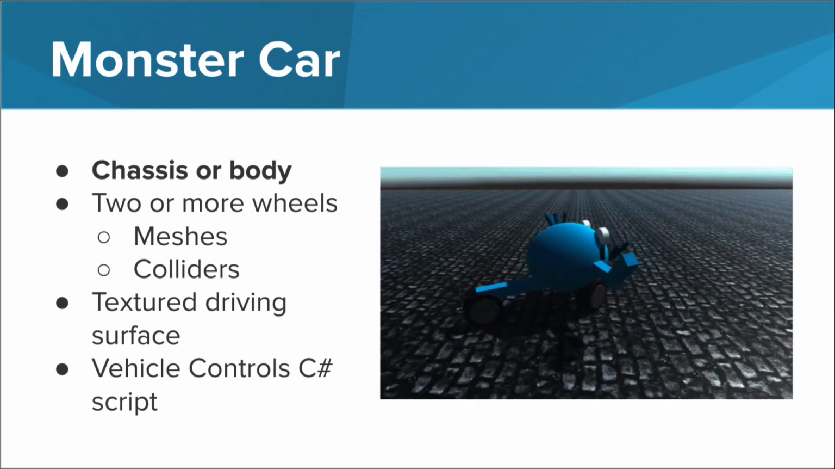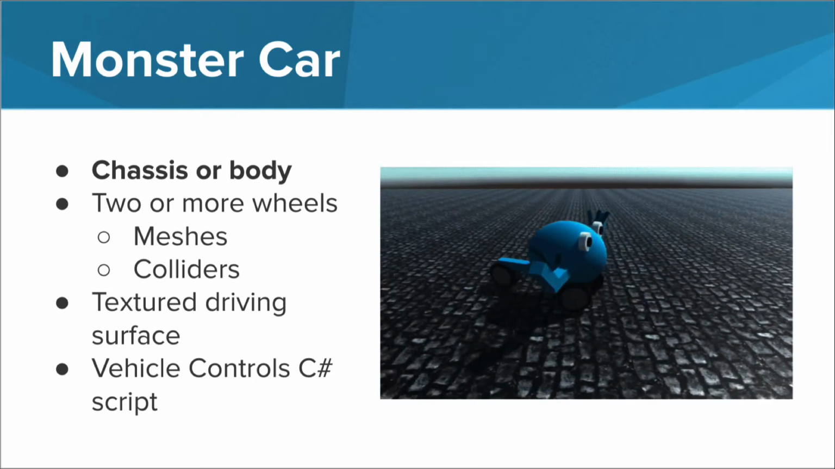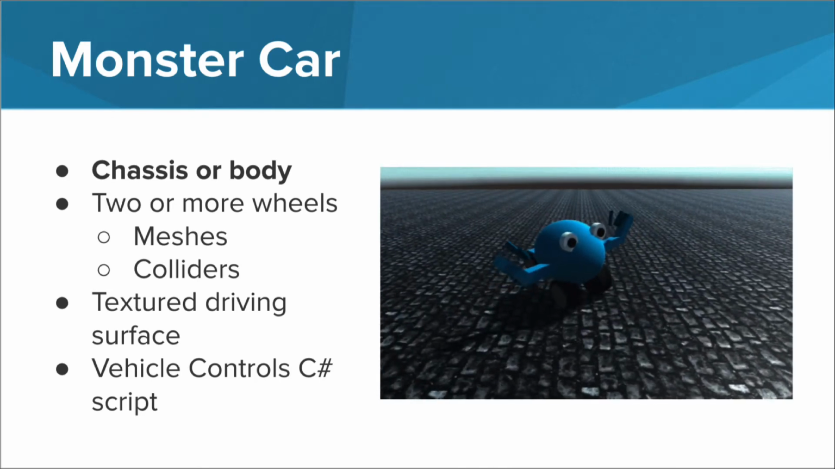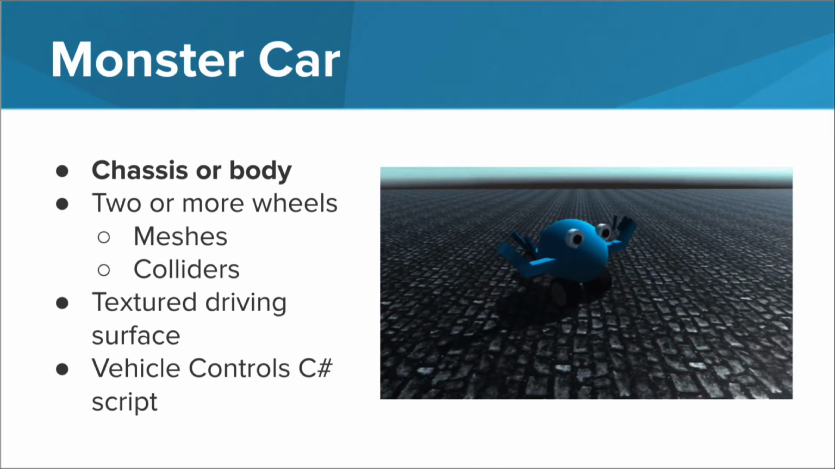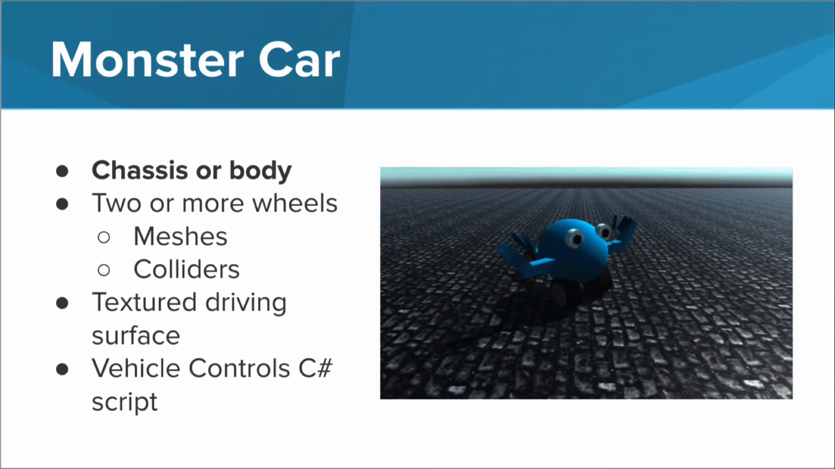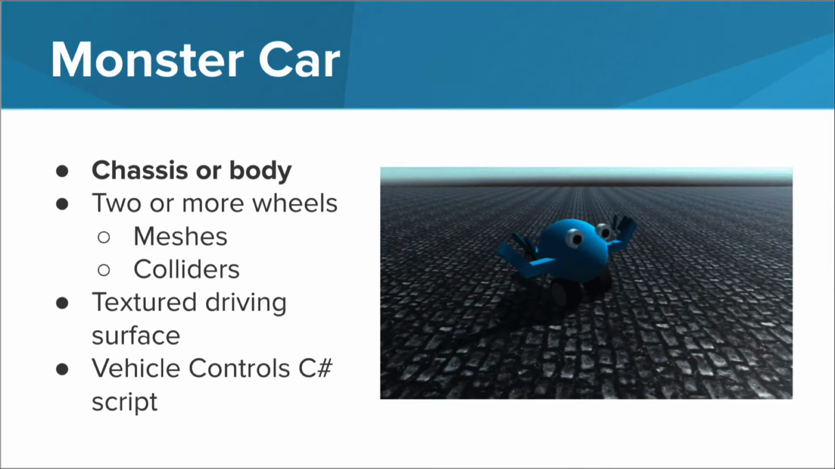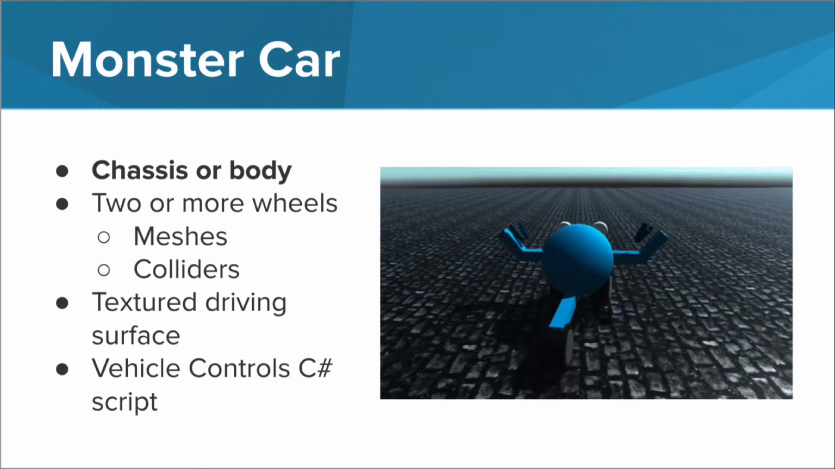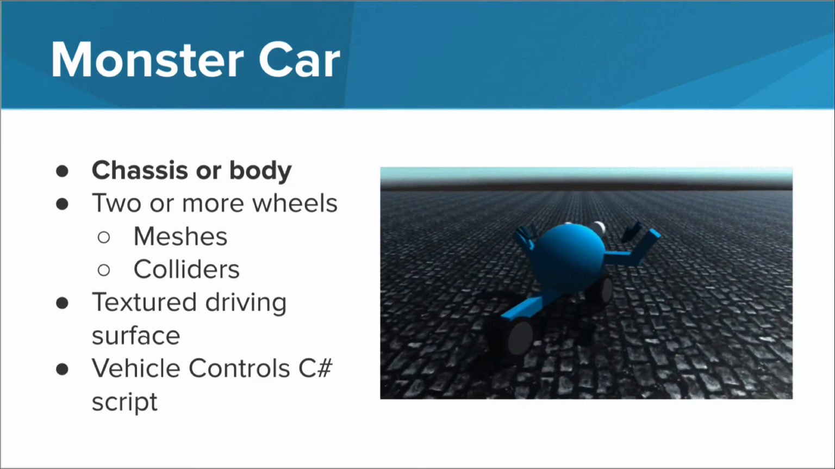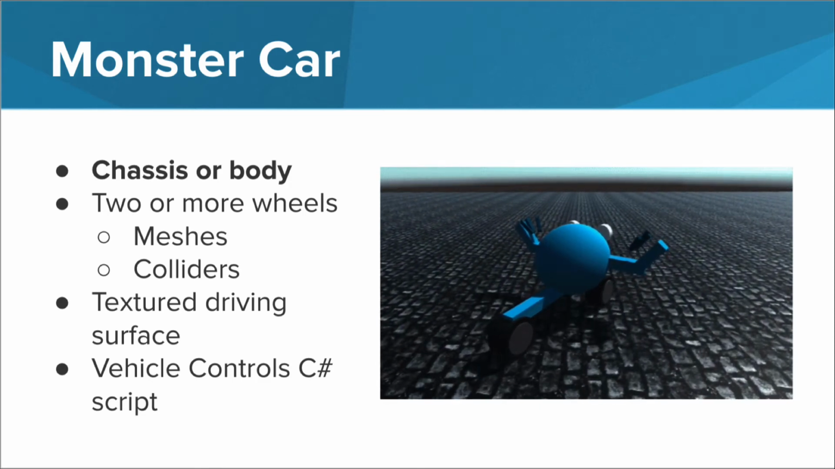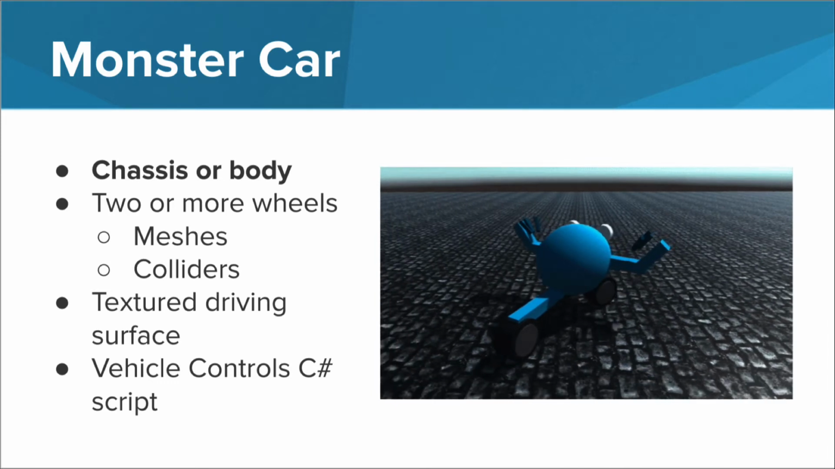The body of your vehicle is called a chassis. Start by imagining what your vehicle will look like. Then deconstruct the chassis, or break it down into more basic 3D shapes. In Unity, you'll then build your monster car using multiple 3D game objects.